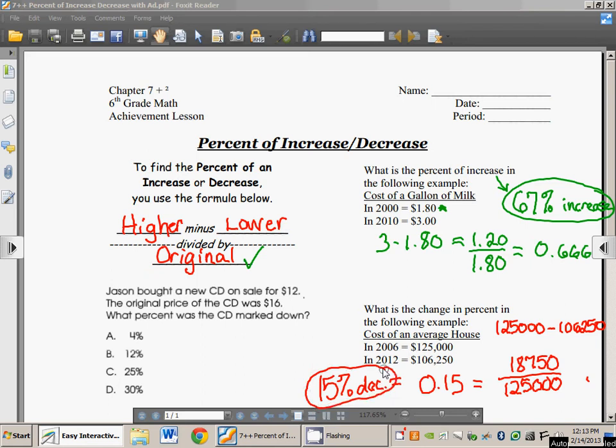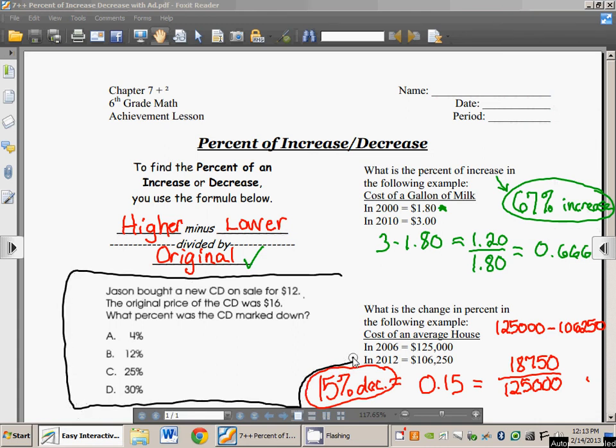All right. The last example was on the achievement test. So take a moment and let's see if you now know how to find the percent of increase or decrease with Jason buying his CD. The high minus the low, and divide by the original.